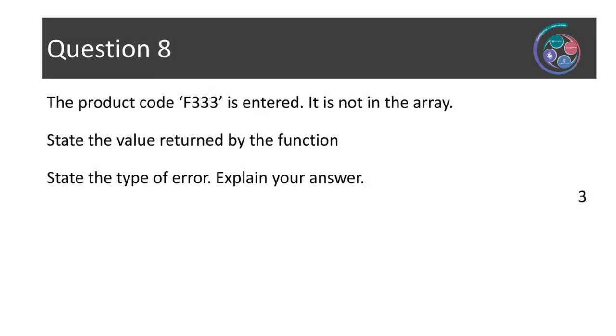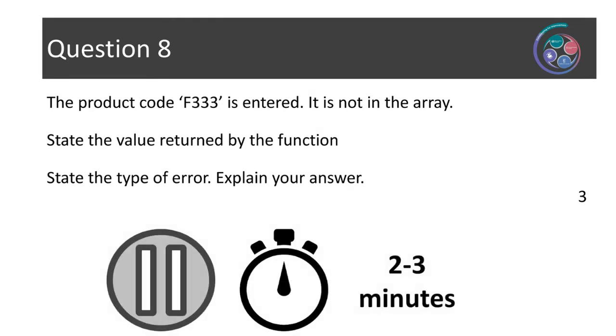Okay, let's look at question number 8. The product code F333 is entered. It is not in the array. State the value returned by the function. State the type of error this is, and explain your answer. Now, this is a 3-mark question because there's 3 elements to it. You're having to state the value returned by the function, state the type of error, and also provide an explanation of why it is that type of error. Being 3 marks, I'd give yourself around about 3 minutes to be able to get all 3 pieces of information down. Pause the video and give that a go now.